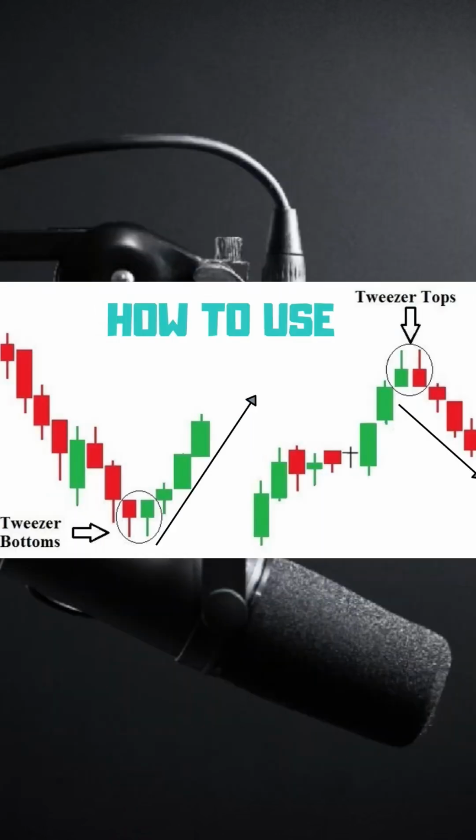Tweezer bottoms and tops are simple, but effective. A tweezer bottom happens when two candles, usually one red, one green, hit the same low. Price tried to break down twice and failed. Buyers are holding that line. It's a sign of strong support. Tweezer tops do the same thing but in reverse. Two candles with the same high, green then red, signaling sellers are defending a level. It's resistance, and it could mean the trend is weakening.